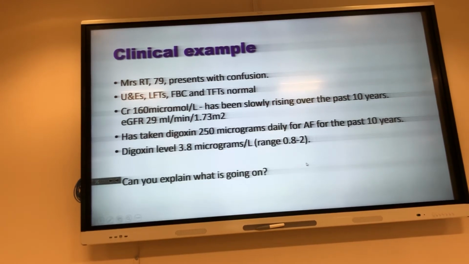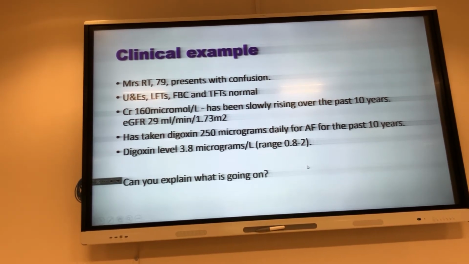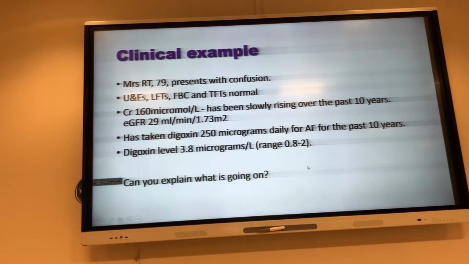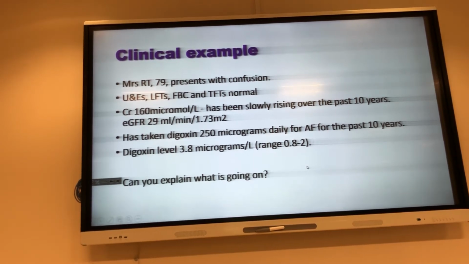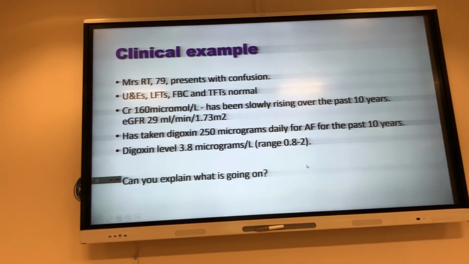Stage 4. Why do you think it's stage 4? The eGFR range is 29 to 15. Okay. Shouldn't we have the eGFR from 10 years ago before they started the drug? No, but you look at the clue. So what did it say?